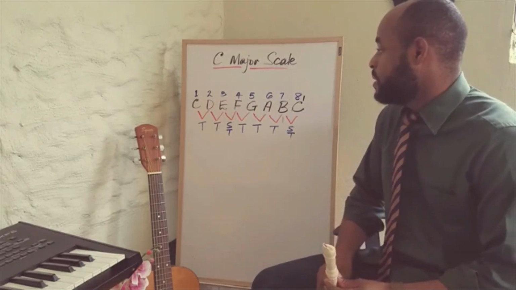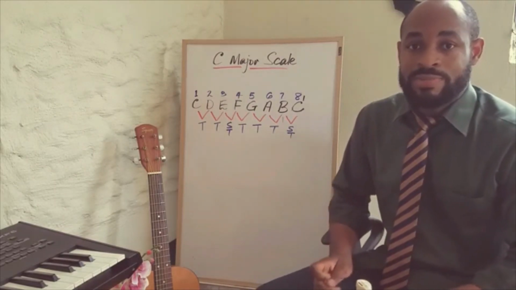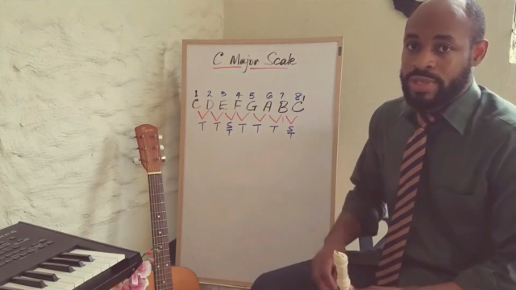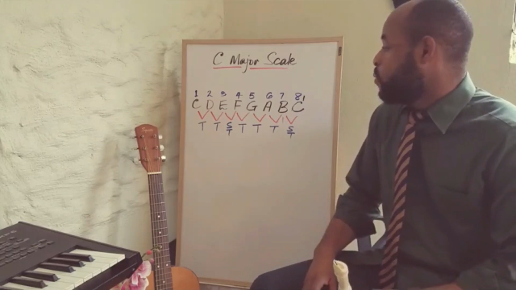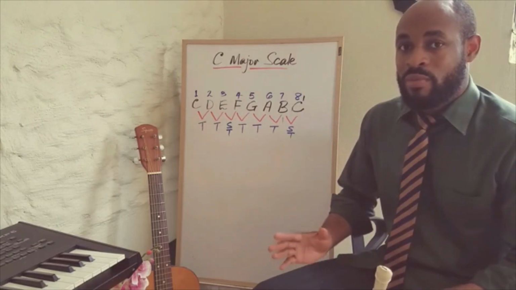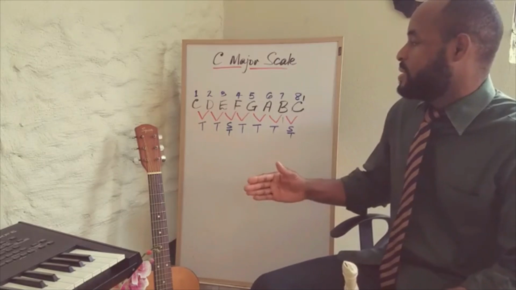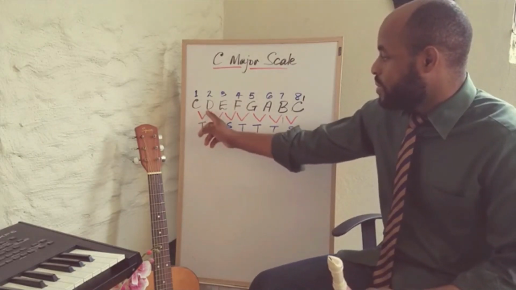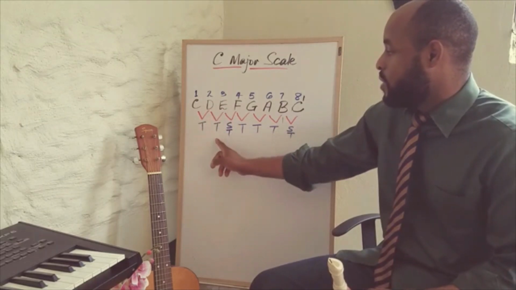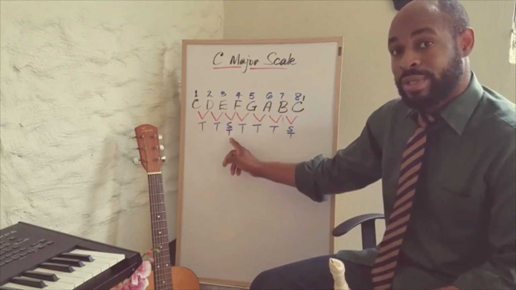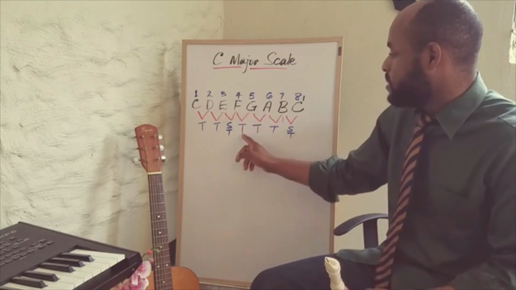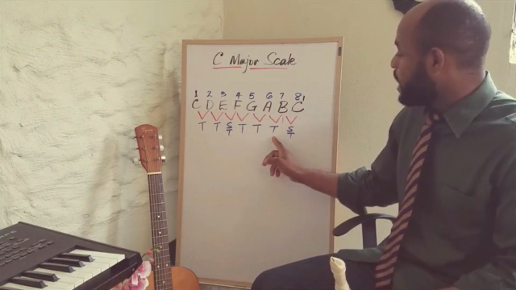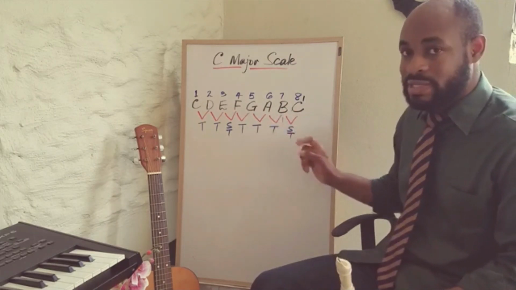and semitones. Now, a semitone is the smallest interval in Western music, and a tone is 2 semitones. Alright? Now, when we talk about interval, we're talking about moving from one note to the next. Now, when we move from C to D, we get a tone. When we move from D to E, we get another tone. When we move from E to F, we get a semitone. F to G, we get a tone. G to A, another tone. A to B, another tone. And then from B to C, we get a semitone.